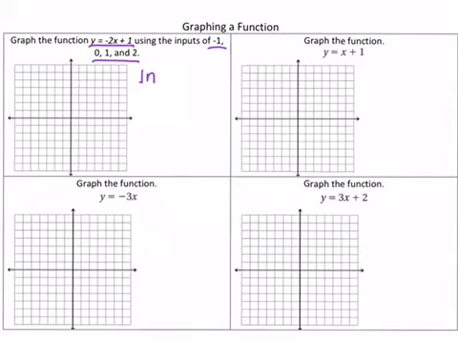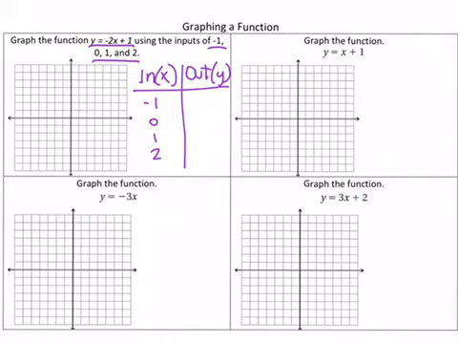So my inputs, which are the x values, and my outputs, which are the y's. I'm going to make a little t-chart. So I have the inputs of -1, 0, 1, 2. So what we're going to do now is plug them in. I'm going to plug in -1 for x right here. So if I have -2 times -1, that's +2 plus 1. Well, that is a 3.